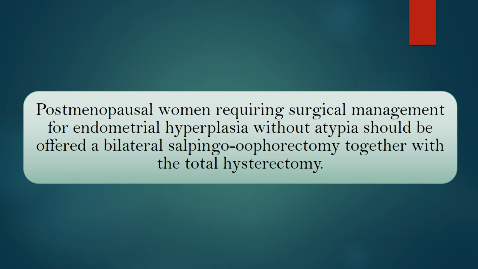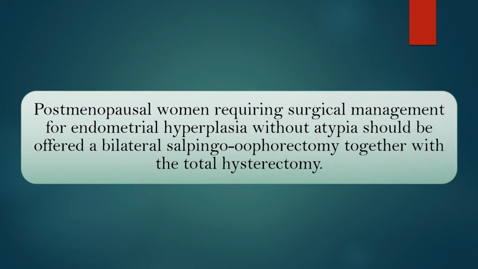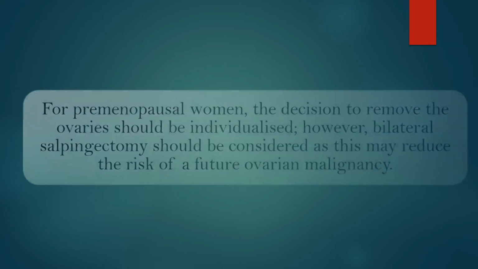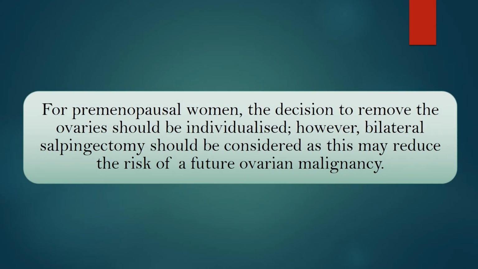Postmenopausal women requiring surgical management for endometrial hyperplasia without atypia should be offered a bilateral salpingo-oophorectomy together with a total hysterectomy. For premenopausal women, the decision to remove the ovaries should be individualized. However, bilateral salpingectomy should be considered as this may reduce the risk of a future ovarian malignancy.